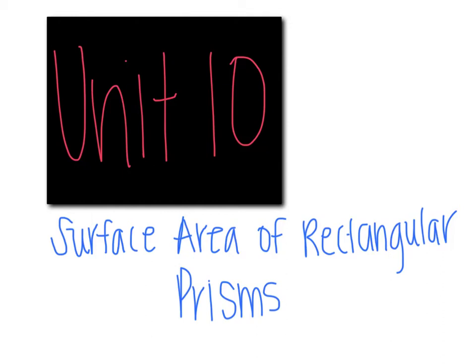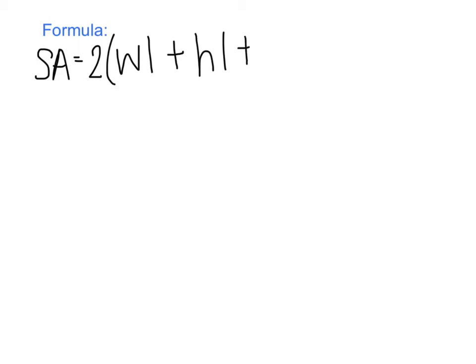Today we're going to be talking about how to find the surface area of a rectangular prism. First, we're going to look at the formula. The formula for surface area is SA, that stands for surface area, equals 2 times the width times the length, plus the height times the length, plus the height times the width.